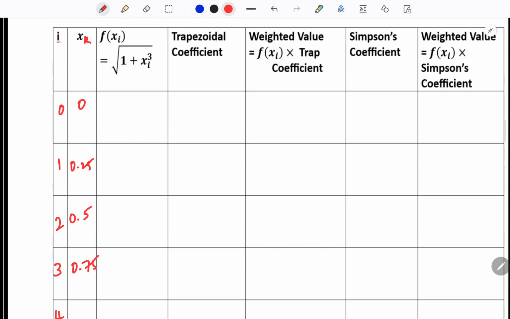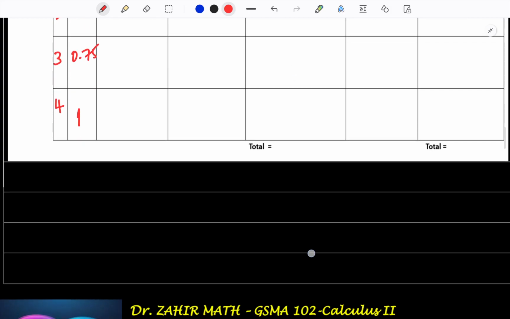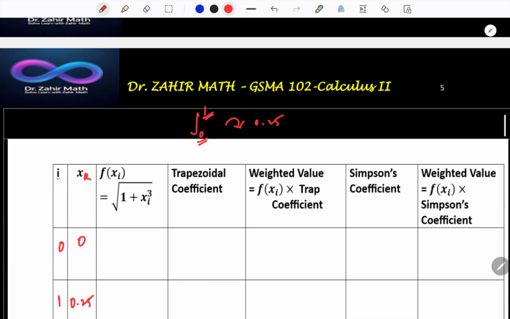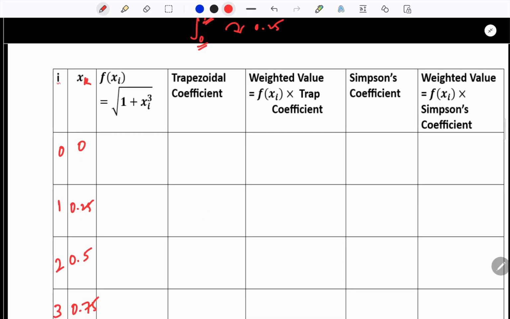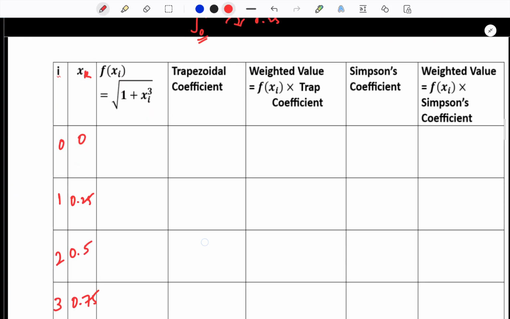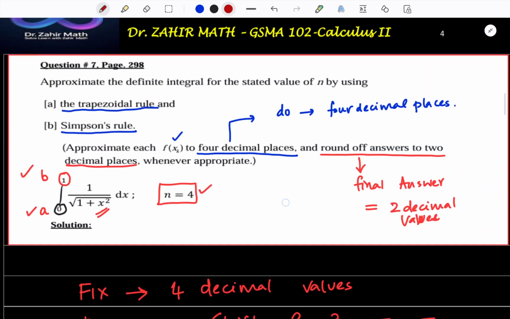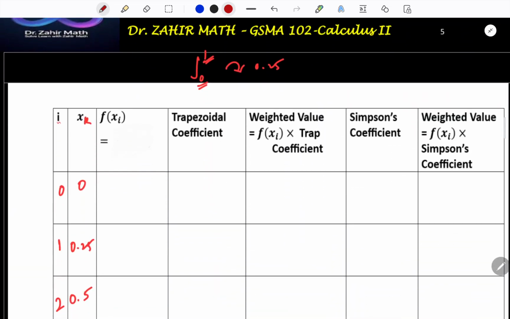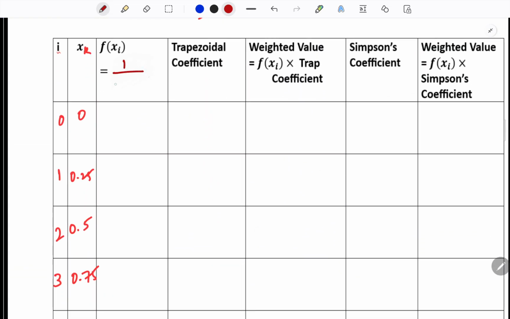Now take your calculator, all of you, and type the equation. Please listen carefully. What is the function? I made a mistake: 1 divided by square root of 1 plus x square is not the function itself. Just a minute. f of xi is given in the question. This is your function: 1 divided by square root of 1 plus x square.